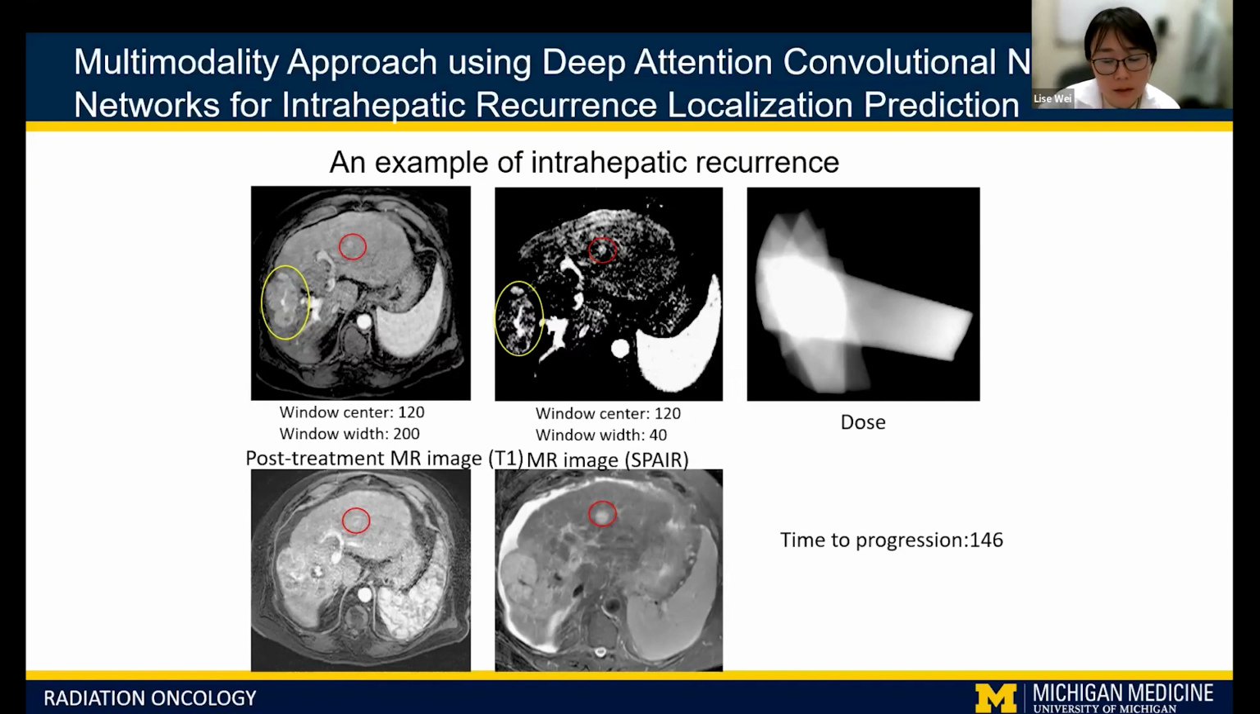So the assumption is that there are some signals that already exist in the pre-treatment image that we can leverage. Maybe for the treatment planning, we can modify the dose to cover this red suspicious mass early on, to reduce the probability of the recurrence.